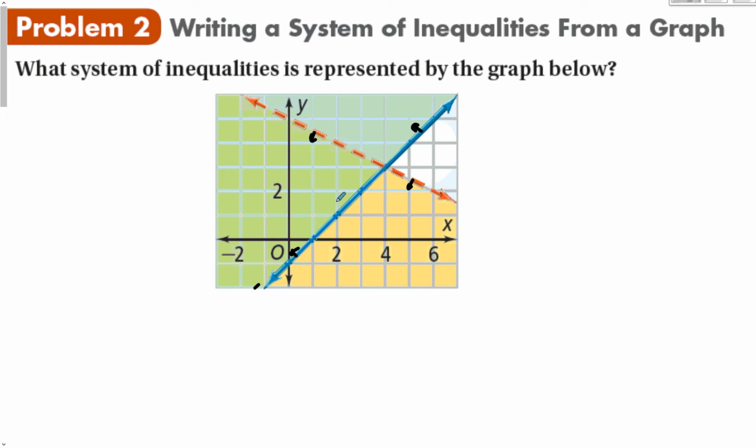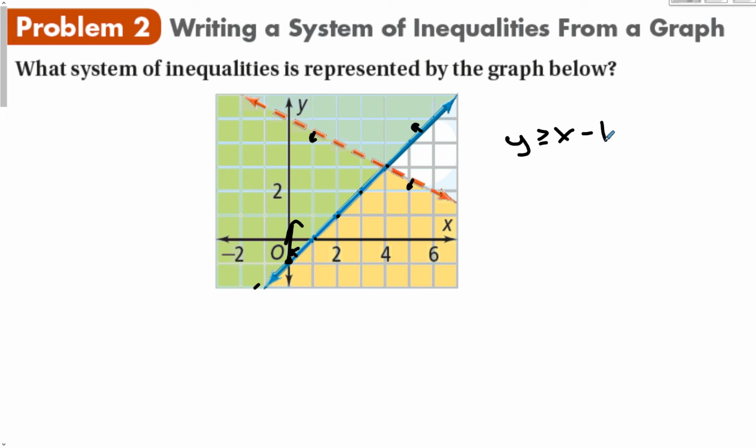The blue line is a solid line. It has an intercept at negative 1, and it has a slope of 1. So that line looks like y is going to be greater than or equal to, because I'm shading above the line, and the slope is 1. So x minus 1.